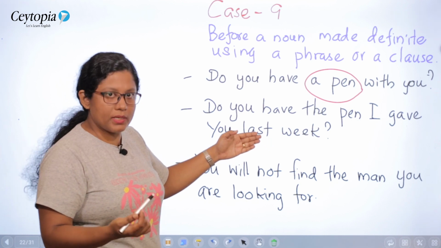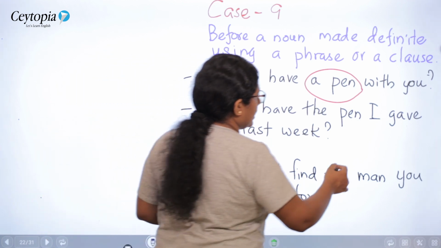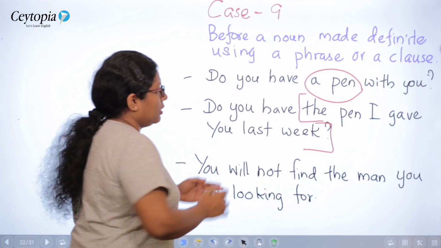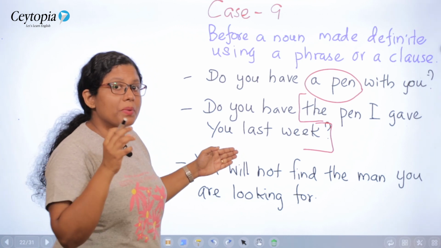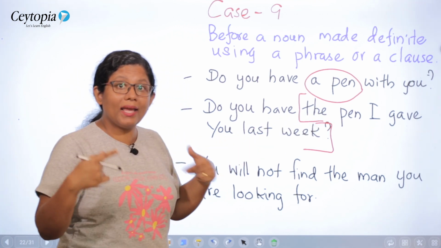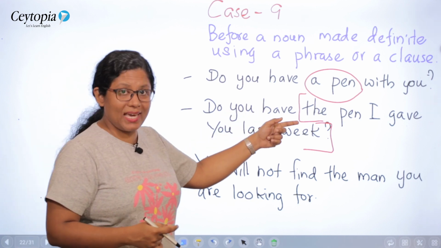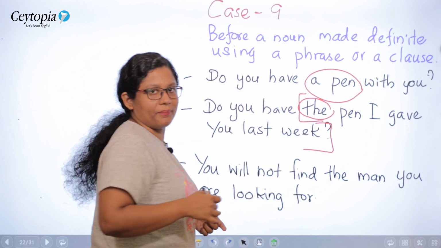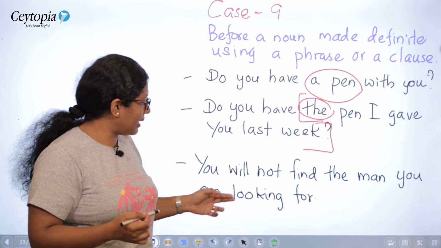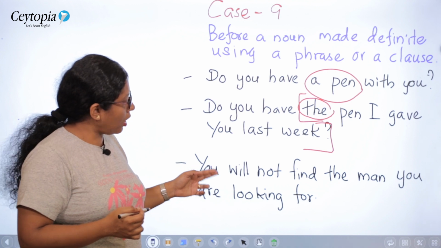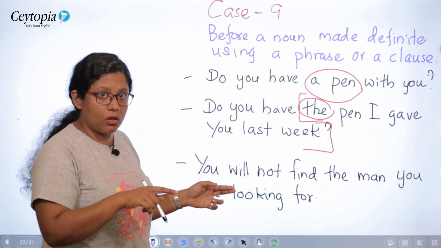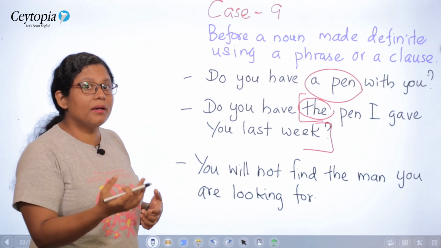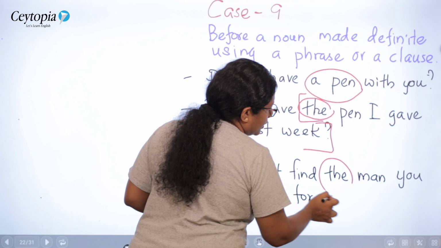How does it become specific? Because you have a phrase here. The pen I gave you last week. This phrase makes it specific. What pen? The one I gave you last week. So in this case, pen becomes specific. Therefore, you use the here. You will not find the man you are looking for. You will not find the man. What kind of a man? The man you are looking for. You are specifying the man. So therefore you use the.